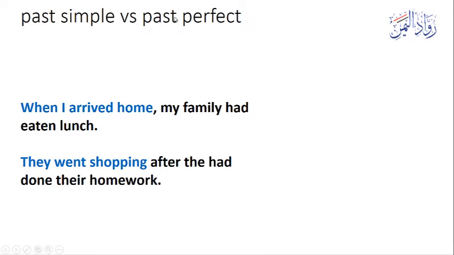Let's compare the past simple and the past perfect. Actually, the past perfect is past simple. When we describe two actions or events in the past, the previous one is changed into the past perfect. Look at this example. When I arrived home, my family had eaten lunch. What happened here in this example? My family started eating lunch before I arrived home. So because this action happened first, we changed it into past perfect.